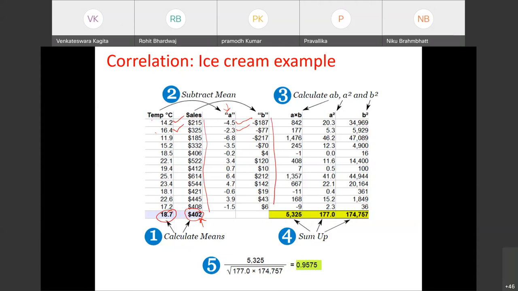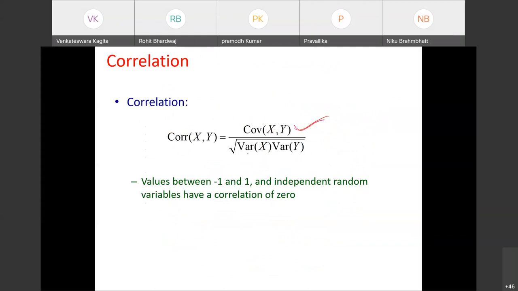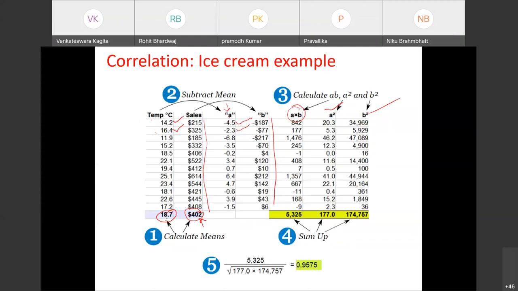Now multiply A and B, which is the numerator part. Multiply A and B, you would get AB. What is the covariance? How A and B are varying together. Now you have to compute the variance. Variance is how A is varying, which is A square, and the variance of Y, which is B square. So substitute all of them: AB divided by the square root of A square times B square, which is 0.9575. This is how you can get the correlation, okay?